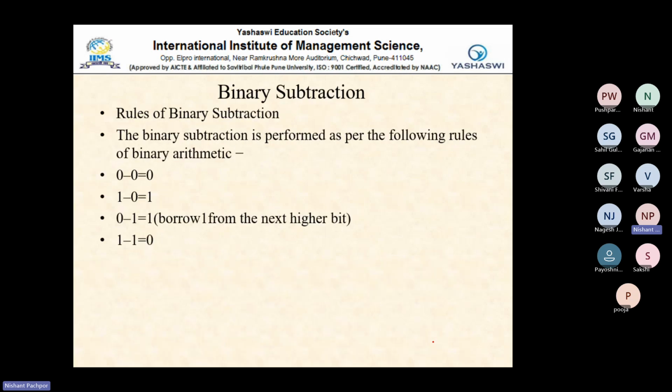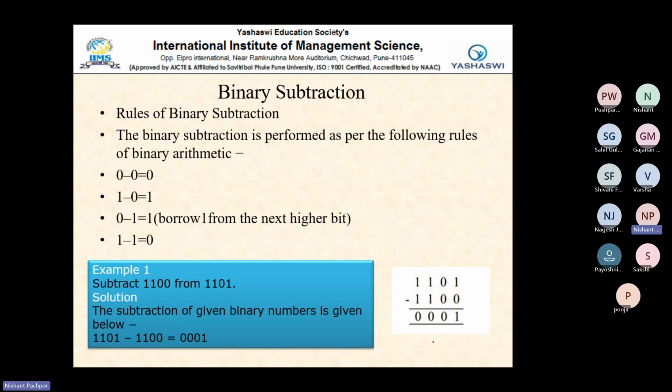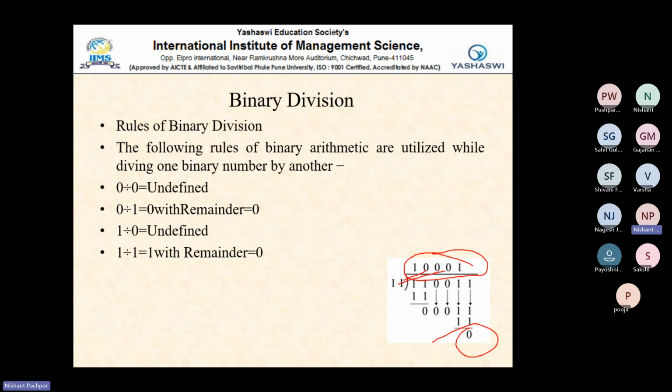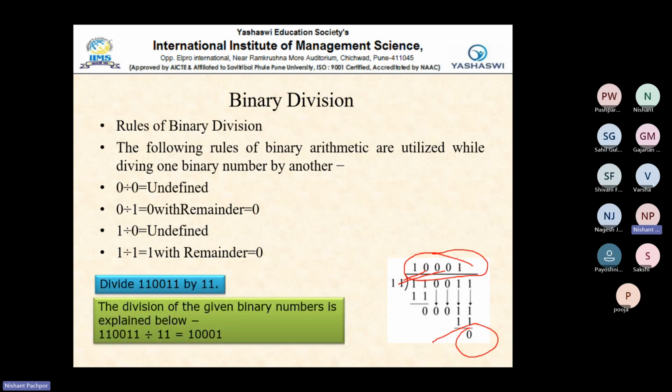Binary subtraction is 0 minus 0 is 0, 1 minus 0 is 1, 1 minus 1 is 0. When you're performing 0 minus 1, it takes a borrow from another column, and then at the last it is submitted to the next column. Then this is subtractions, multiplications is there, then multiply with this value, binary division. Okay, this is binary division.